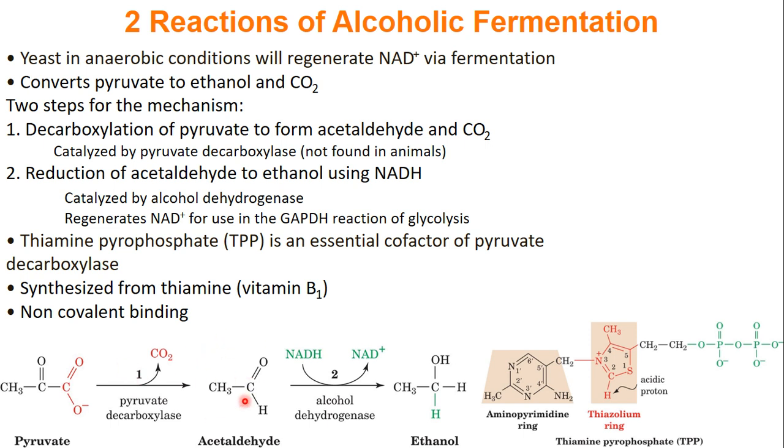After this first step, you make this compound right here, and from that you reduce it to ethanol using NADH. This is catalyzed by alcohol dehydrogenase, and you're also taking NADH and making it into NAD+. This NAD+ can go back into glycolysis and the GAP-DH reaction. For this reaction to work, you need thiamine pyrophosphate, TPP. Or it's not the enzyme, it's the cofactor rather, the cofactor of pyruvate decarboxylase.